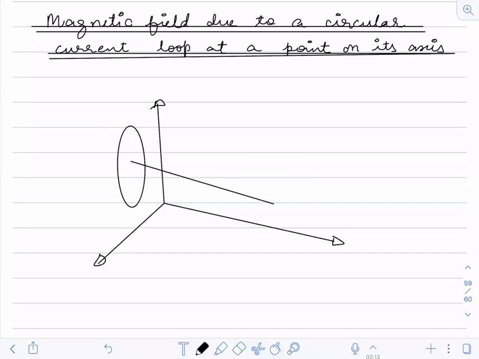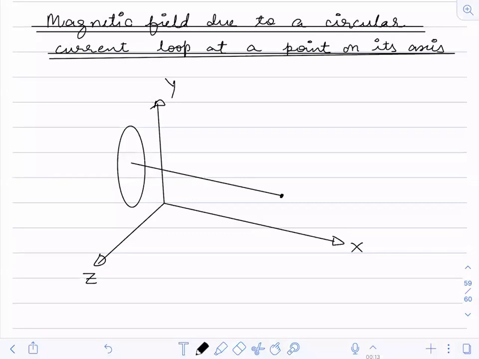Okay, so this is the axis of the ring. At this point, suppose I'm supposed to calculate the magnetic field value. This is the x-axis, this is the z-axis, and this is the y-axis. At this particular point, I'm supposed to calculate the magnetic field.